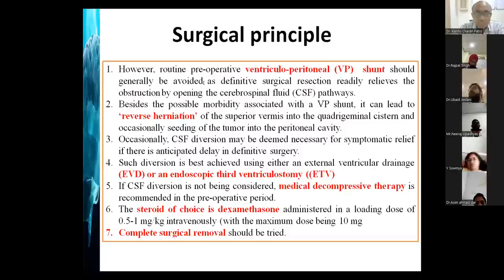If CSF diversion is not being considered, medical decompressive therapy like dexamethasone we can give. Steroid of choice is dexamethasone. Complete surgical removal should be tried. So mostly a VP shunt should not be tried unless there is no other option. It causes reverse herniation and CSF spread. Best is the endoscopic third ventriculostomy.